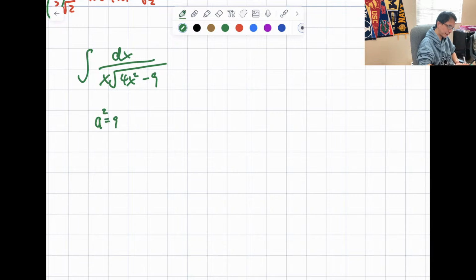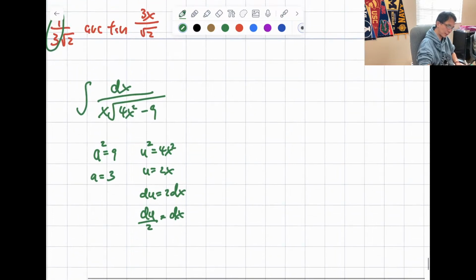a squared equals 9, a equals 3, u squared is 4x squared, u is equal to what? 2x, du equals 2 dx, right? du over 2 is equal to dx. So I'm going to change everything in terms of du.